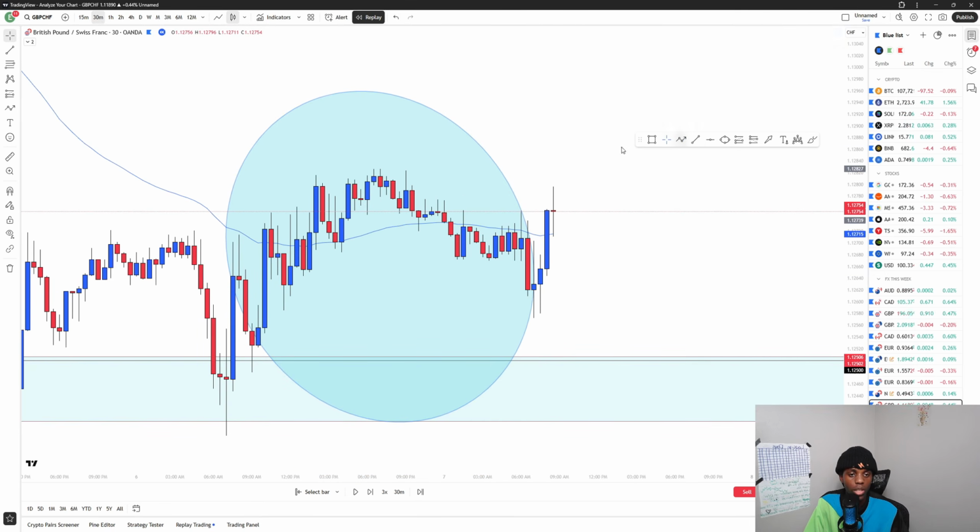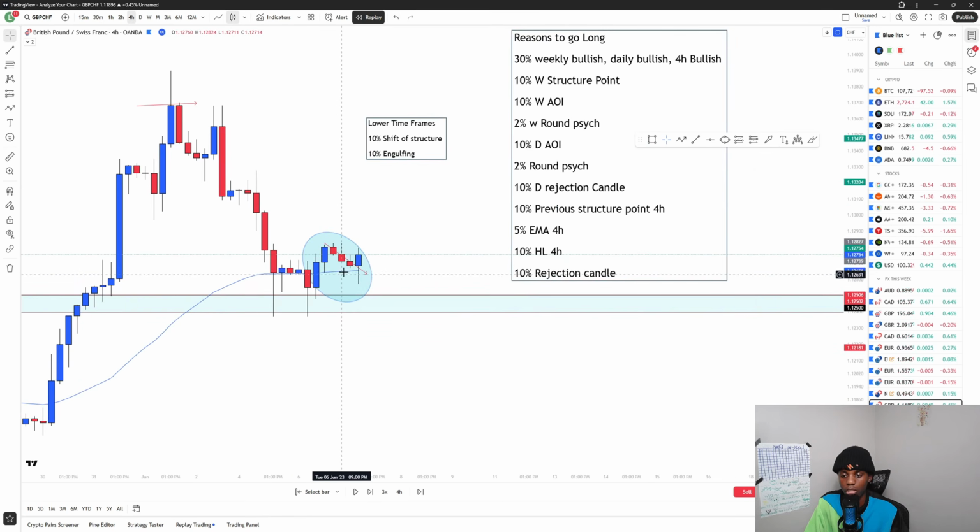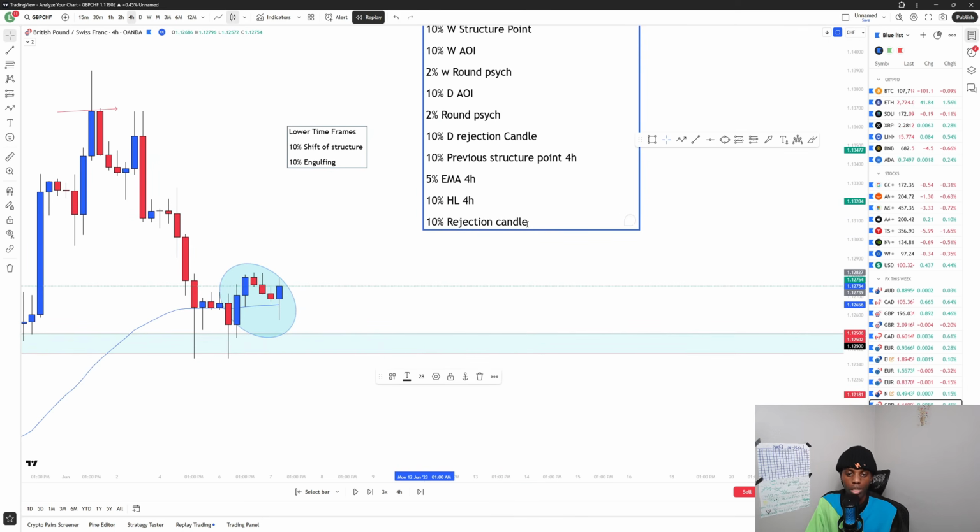And just to show you that we are actually looking at the pullback right here, we can go up to the 4 hour and see the line that I drew. As you can see, it's right inside that 4 hour pullback, and since we got that shift of structure, we type that up. 10% SOS, shift of structure.